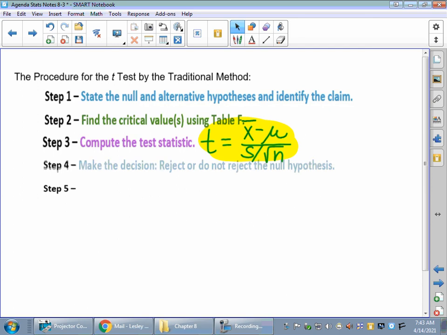After that, you make a decision. Are you going to reject or not reject H sub O? And everybody's favorite part, summarize the results. There is not enough evidence to blah, blah, blah. So the same steps. The only difference is step 2 and 3. In step 2, we go to the t table instead of the z table. In step 3, we use a slightly varied formula to calculate t instead of z.